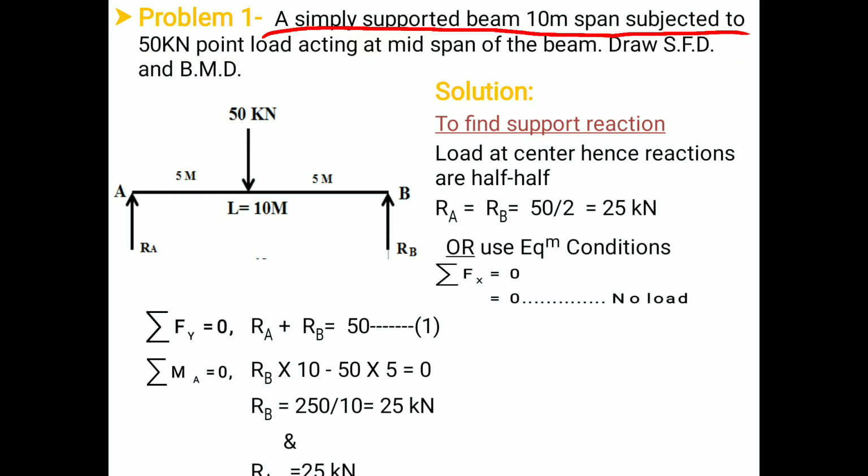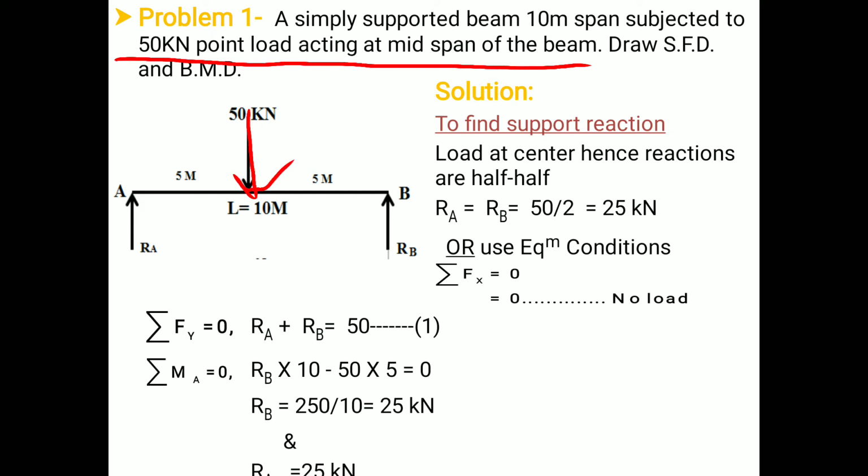So, as per the numerical, we have a simply supported beam which is resting at two supports at A and at B, and the span is 10 meter. So length is equal to 10 meter, and it is subjected to a point load of intensity 50 kilonewton, which is acting at the mid span of the beam. From that, we have to draw the shear force diagram and bending moment diagram.